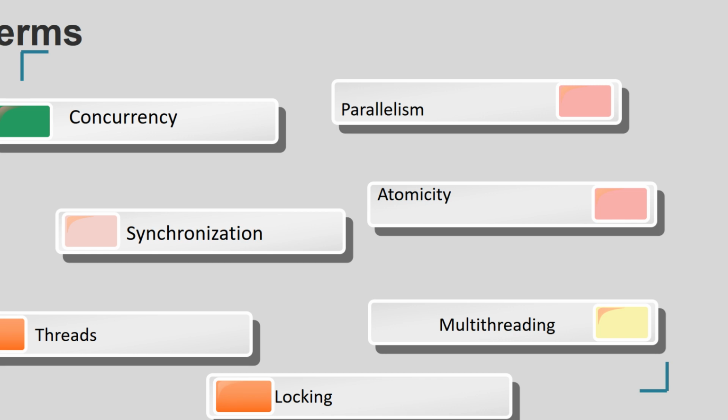So what is concurrency? How does it differ from parallelism? What is atomicity? How do you synchronize things, what is the meaning of synchronization, and threads, what is a thread, what are locks, how are they used, and also what does it mean to say multi-threading.